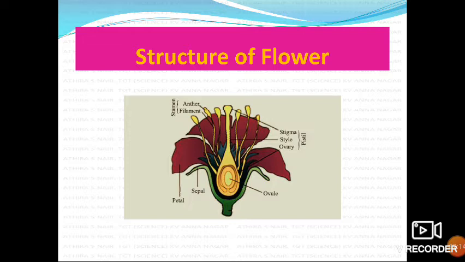The colored or most attractive part of a flower is the petal. Sepals join together to form the calyx, and that protects the flower in its bud stage.